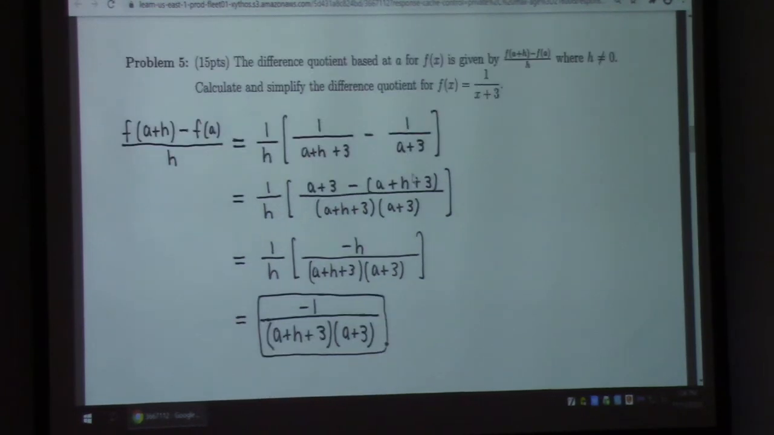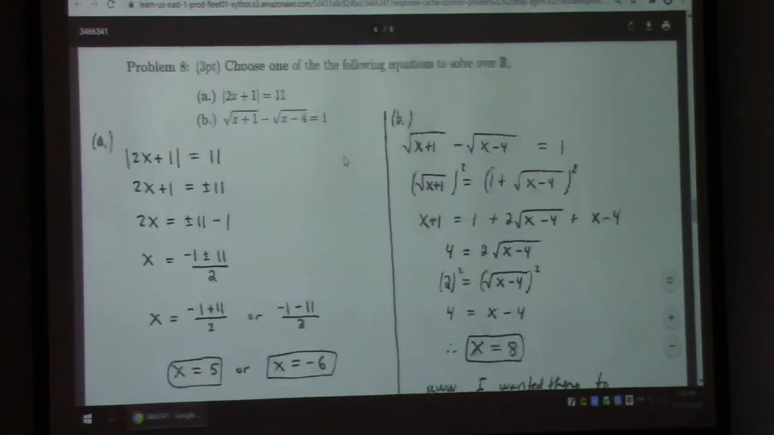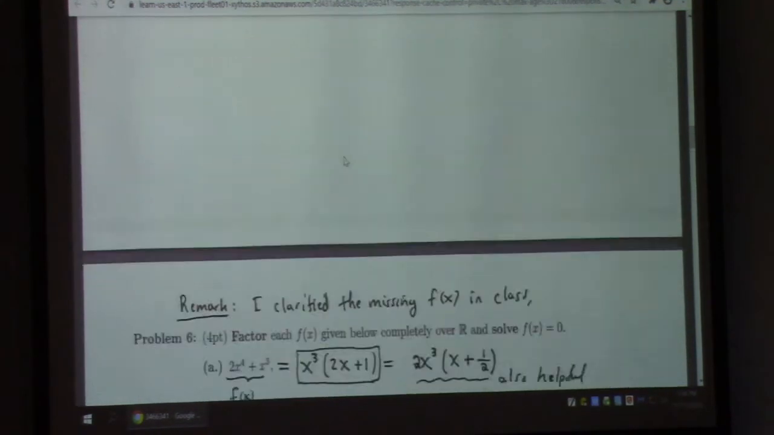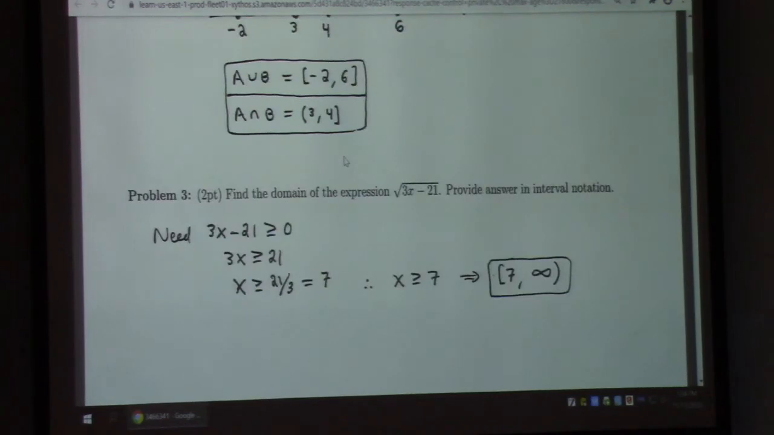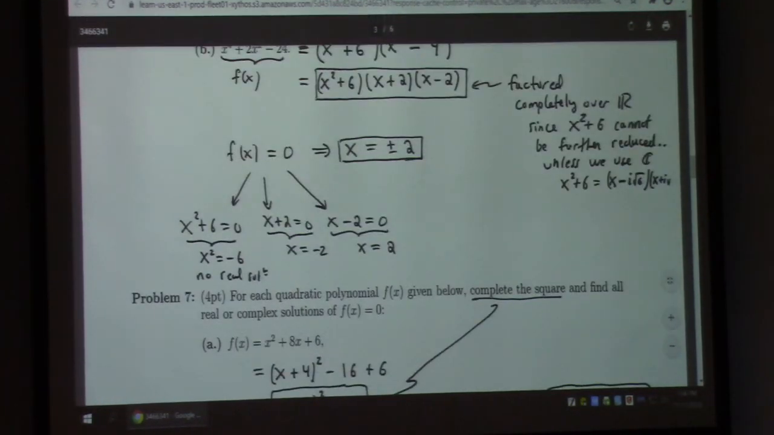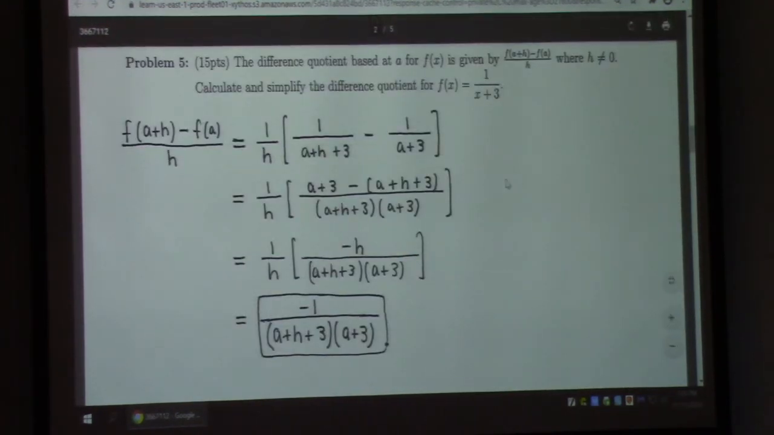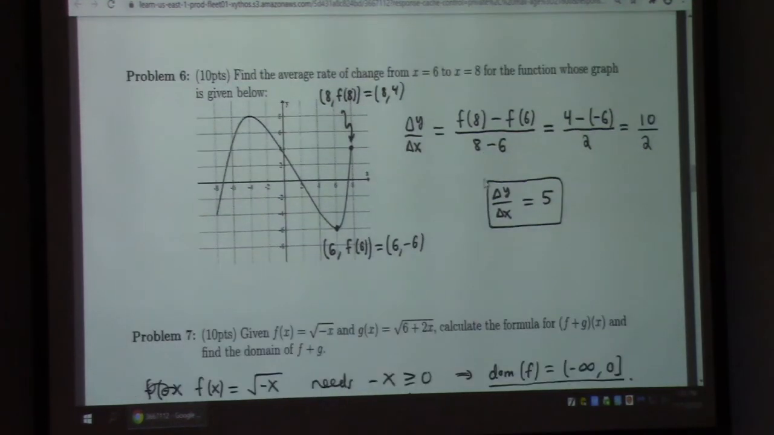Difference quotient, that's pretty self-explanatory. You've got to do the algebra. Notice that on the quiz there was a rather different problem, right? Remember what it was on the quiz? I think I had like 3x squared plus 2 or something. Oh, this was quiz 2, wasn't it? Let's see here. Average rate of change. Remember, we calculate the change in y over the change in x. This is that problem.